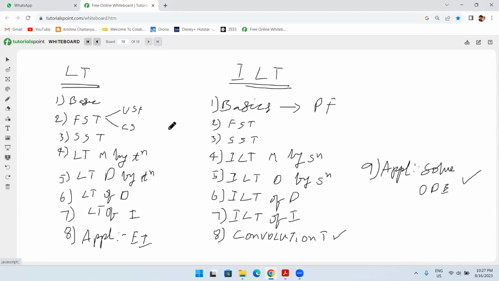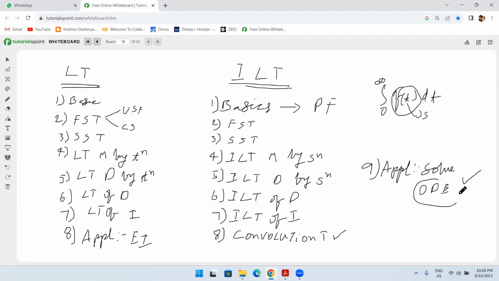Now the last topic, evaluation of integrals. Any integral of the 0 to infinity form we can find. Suppose it is a function of t. In this form, the integral may be complicated or impossible to find. So we transform this into s and solve the integral.